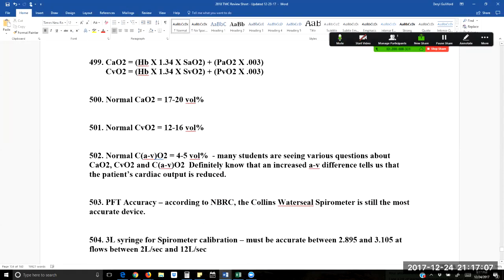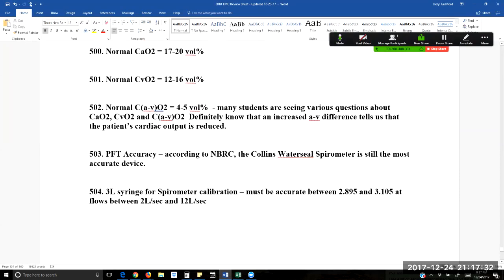499, those are the formulas that I mentioned previously. I just wanted you to see them here together. CaO2 and CvO2, hemoglobin times 1.34 times SaO2 plus PaO2 times 0.003. And CvO2 the same, just using the venous numbers. Normal CaO2, 17 to 20 volume percent. Normal CvO2, 12 to 16%. So the difference is normally 4 to 5%. That's important because you're going to get a question that says the AV difference is 8 volume percent. What does that mean? Usually it means poor cardiac output.